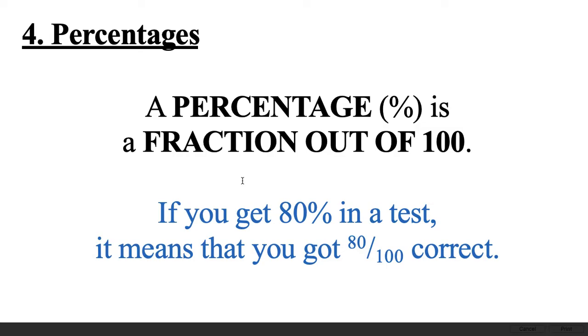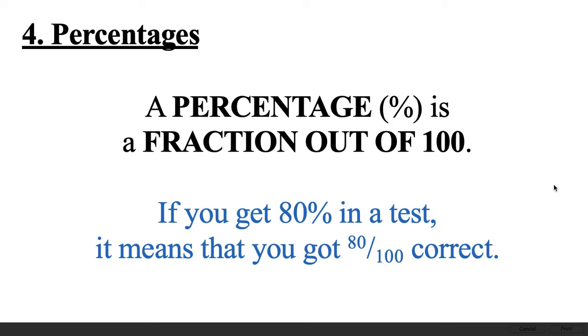Okay, so for MYP1 here, some quick notes about percentages as the next chapter in the unit. I need you to pause the screen and write down the notes neatly by hand. So a percentage, that symbol there, means a fraction out of 100.